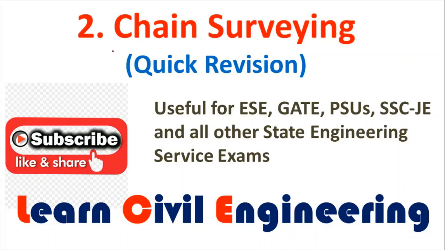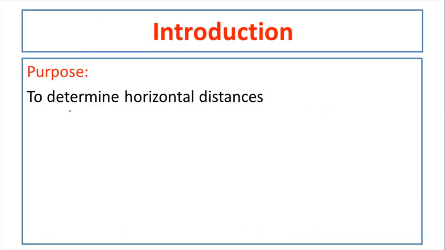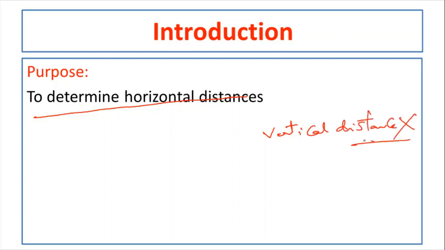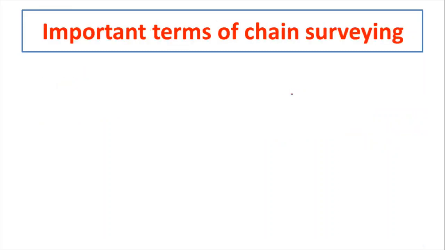In the last video we have seen the basics of surveying, and in this video we are going to see chain surveying. You know that chain is one of the oldest instruments used in surveying, and it is used to determine the horizontal distance. The purpose of chain is to determine the horizontal distance, and you cannot determine the vertical distance using the chain. So chain is not at all used to determine the vertical distance; it is used only to determine the horizontal distance. So let us see the important terms of chain surveying.